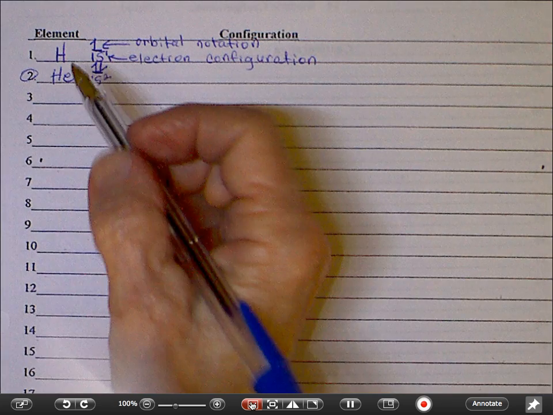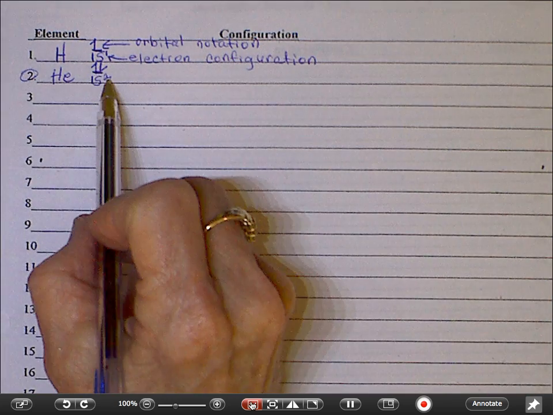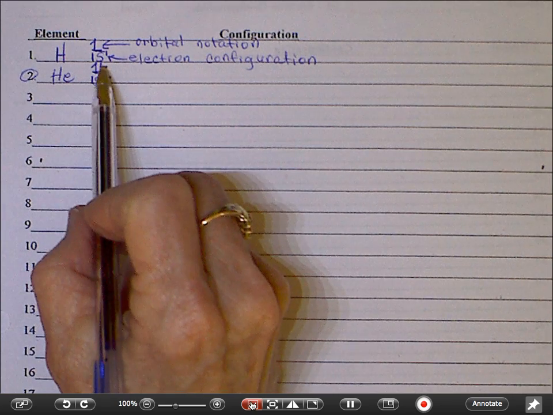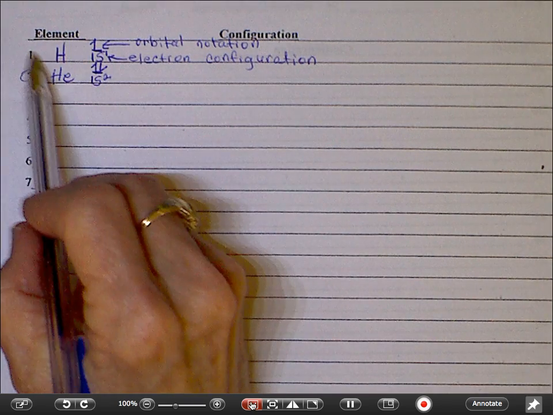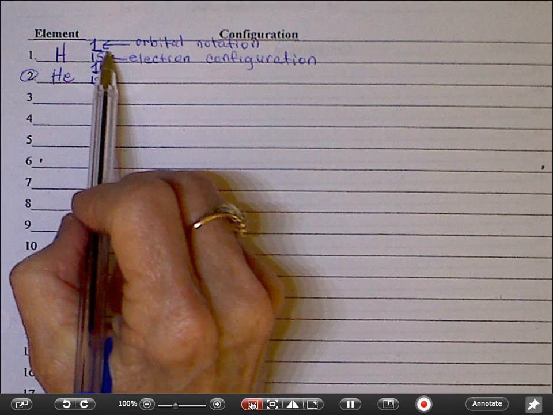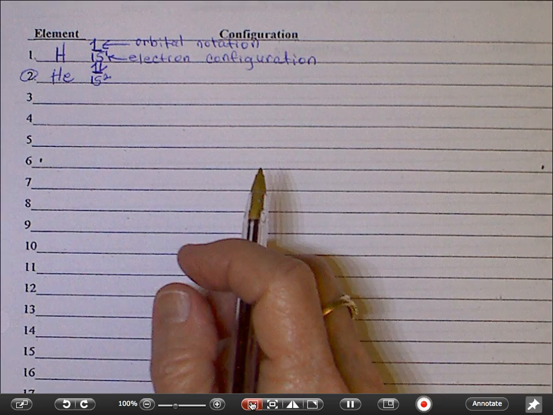Now, have we counted? Let's double check. We needed 2 electrons. Do we have 2 arrows? Yes. Do we have a superscript of 2? Yes. 2 arrows, 2 on the superscript. Yes? Okay. Now, everybody look at lithium.